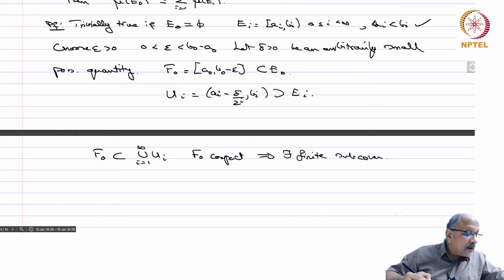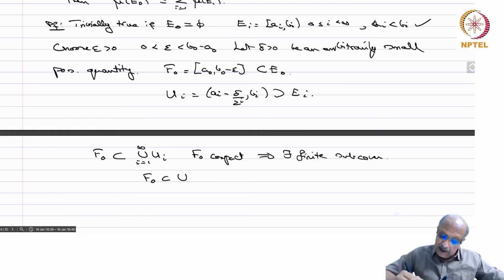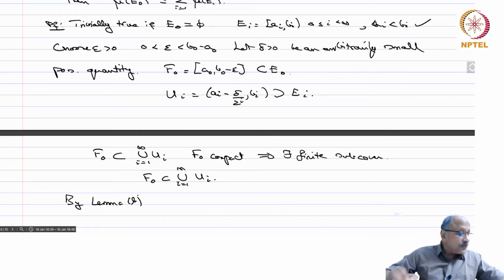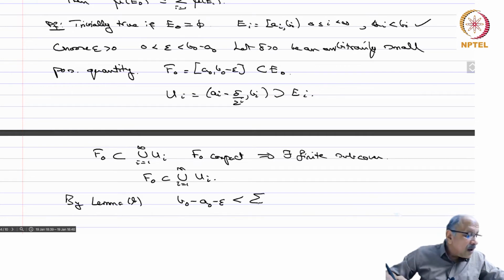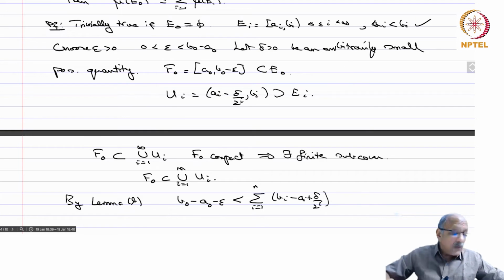So let us assume that F naught is contained in the union i equals 1 to m of Ui. So you have a closed interval and finitely many open intervals, and therefore by Lemma part B, you get that the length of F naught, which is b naught minus a naught minus epsilon, is less than the sum i equals 1 to n of (bi minus ai plus delta by 2 power i), which is less than or equal to the sum i equals 1 to n of (bi minus ai), which we will keep, and then this sum of delta by 2 power i is a geometric series which adds up to delta.